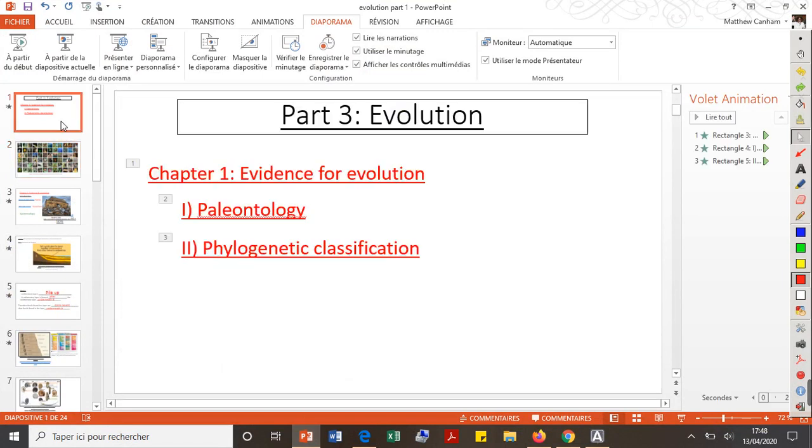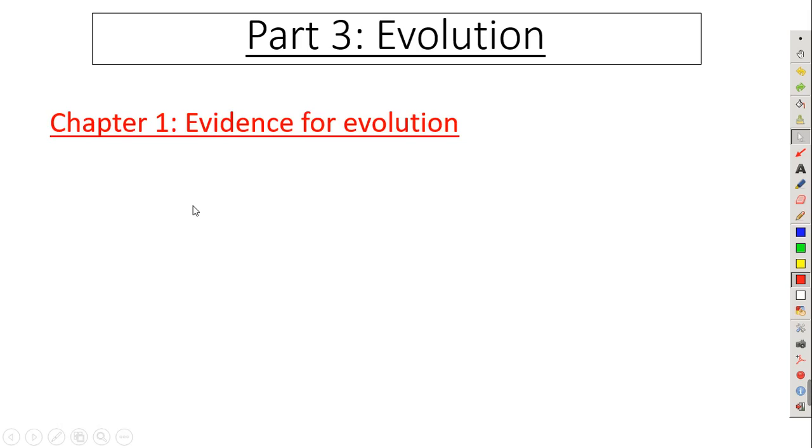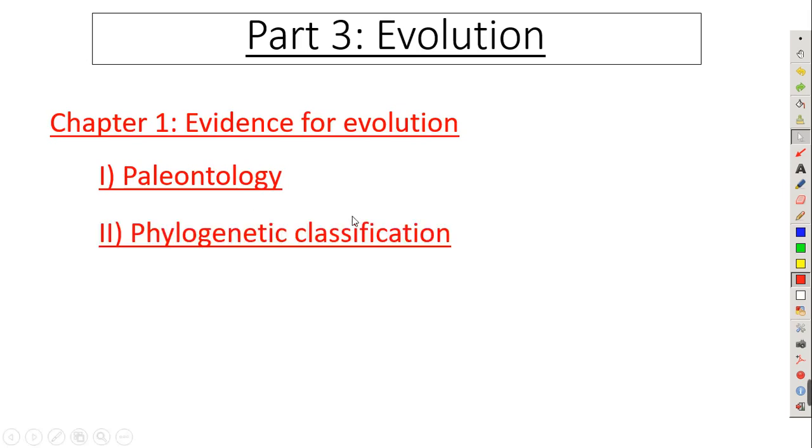You can take your booklets and refer to chapter 1, Evidence for Evolution. We'll be covering two things in this topic. First thing, paleontology. Paleontology will help scientists have data, and this data will then be used to make phylogenetic classification. We'll see in detail what the data is and how it can be used to do phylogenetic classification.